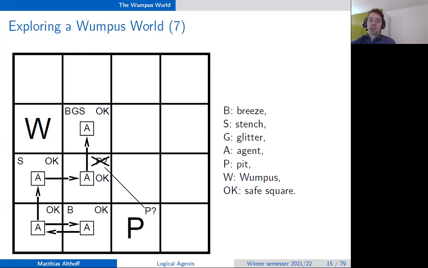So there's a question, why wouldn't we go further right after avoiding the Wumpus before the last step? You mean why we didn't go here? Yeah, we could have done that as well. So we made the decision to go up, but right would have also been fine.